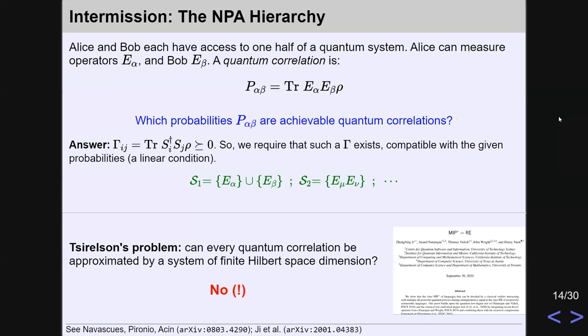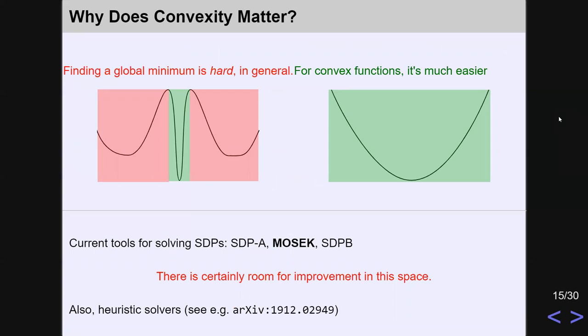Okay, I've already sort of beaten this to death, but I'll just say it again. Convexity is important because finding a global minimum is usually hard. So I can draw arbitrarily mean functions where if you drop a ball at a random point and do a gradient descent or something, you end up in a false minimum. We're all familiar with this, but for convex functions, this is not the case. You can't have local minima.